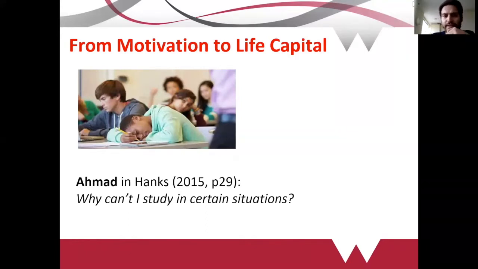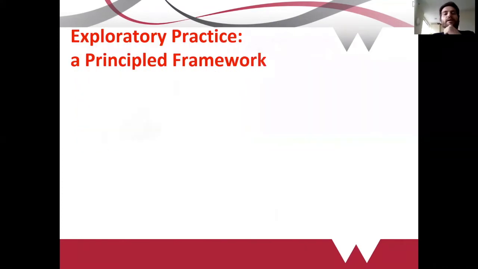Now, that's why I came up with the idea of life capital. Life capital is this sort of notion that we all have our own life stories, and our life stories inside the classroom, outside the classroom, have an impact on anything we do, including our learning and our motivation. Now, how do we research motivation in relation to life capital? One approach which I've explored is exploratory practice.